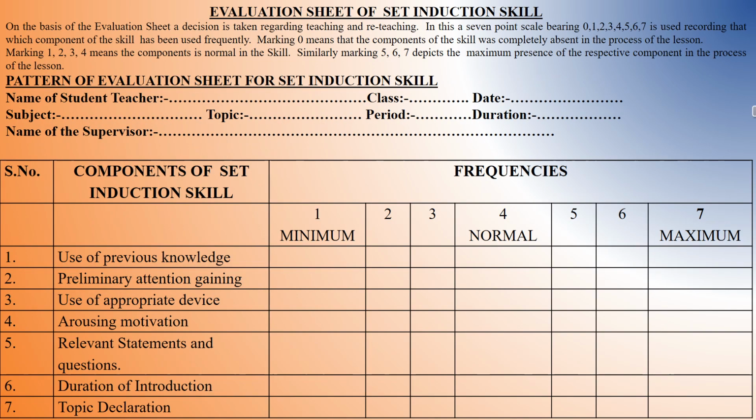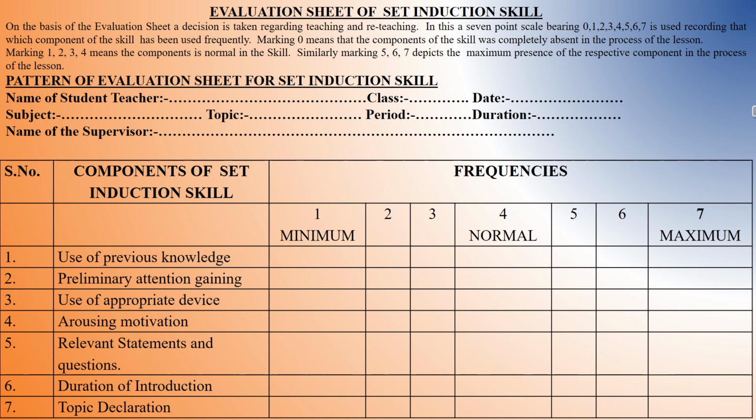Evaluation sheet of set induction skill. On the basis of the evaluation sheet, a decision is taken regarding teaching and reteaching. In this, a 7-point scale bearing 0, 1, 2, 3, 4, 5, 6, 7 is used, recording which component of the skill has been used frequently. Marking 0 means that the component of the skill was completely absent in the process of the lesson. Marking 1, 2, 3, 4 means the component is normal in the skill. Similarly, marking 5, 6, 7 depicts the maximum presence of the respective component in the process of the lesson.